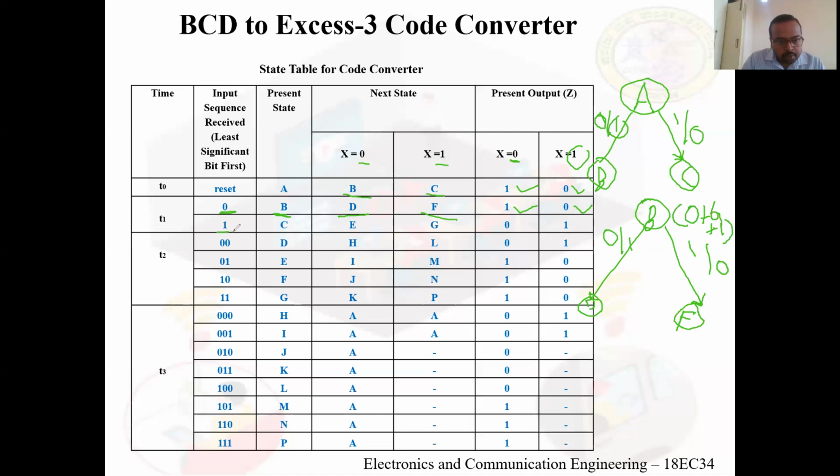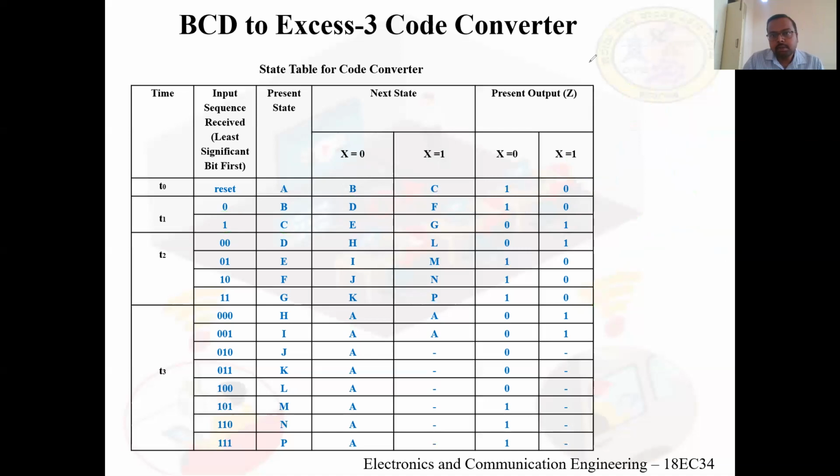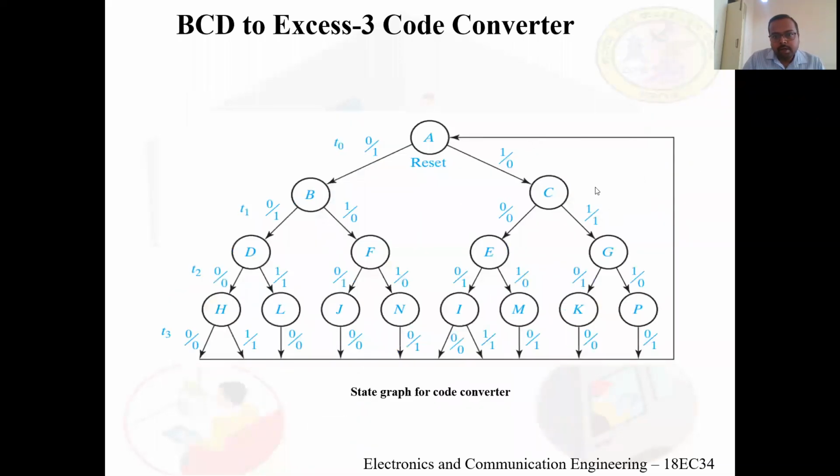Similarly for 1. Right? When it is D in C state, do the analysis looking at the table. Now go to the C here, right? When the present state is C and the input received x is 0, the output is 0. When the present state is C and the input received x is 1, the output is 1. So when the input is 0, the next state is E. When the input received is 1, the next state is G.